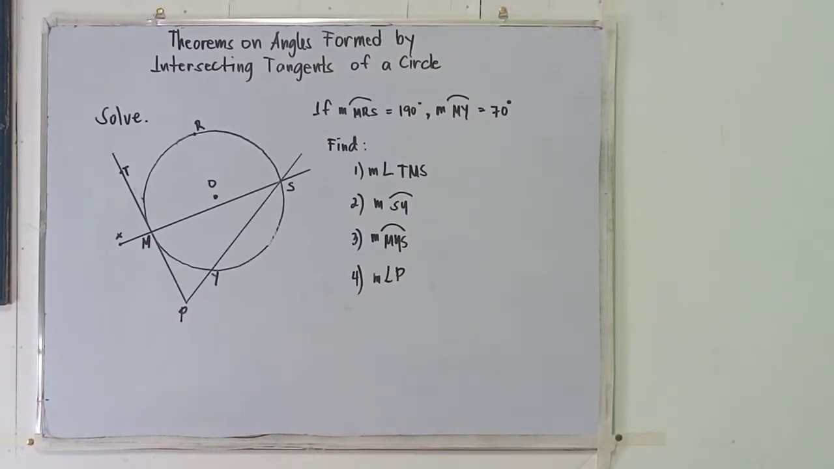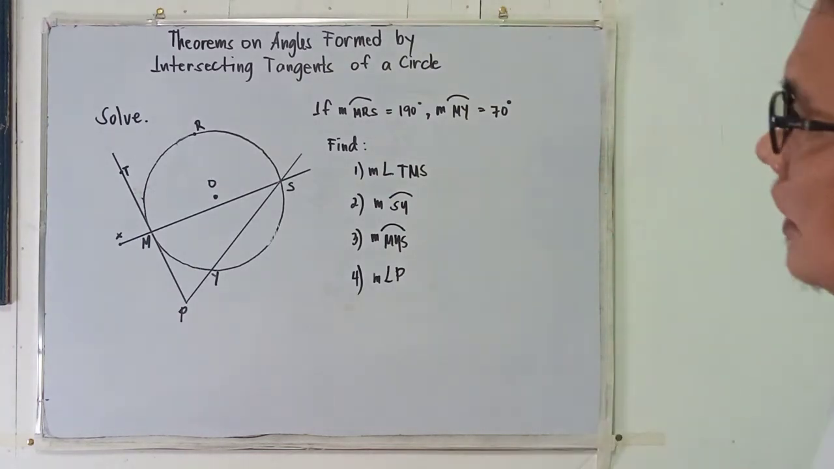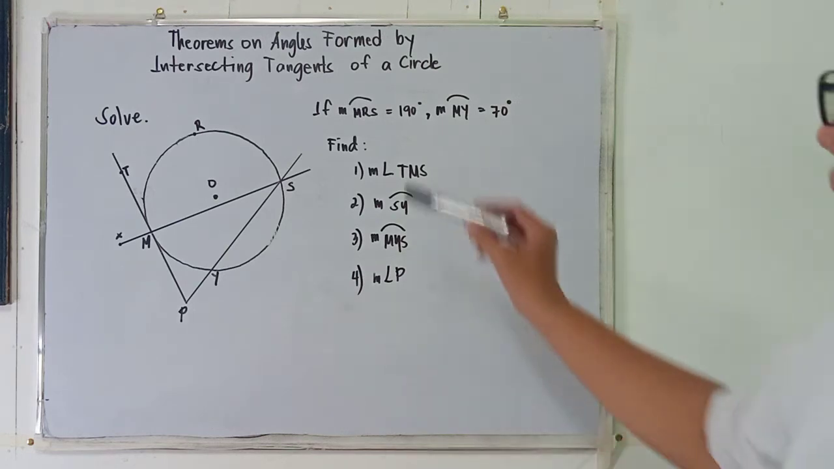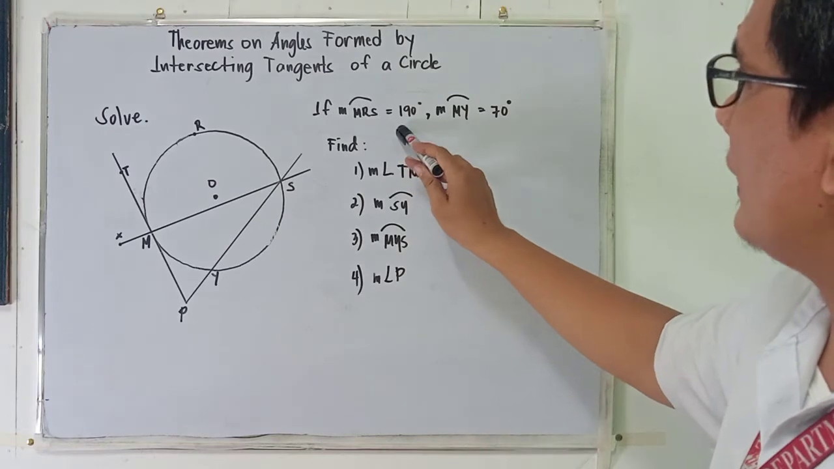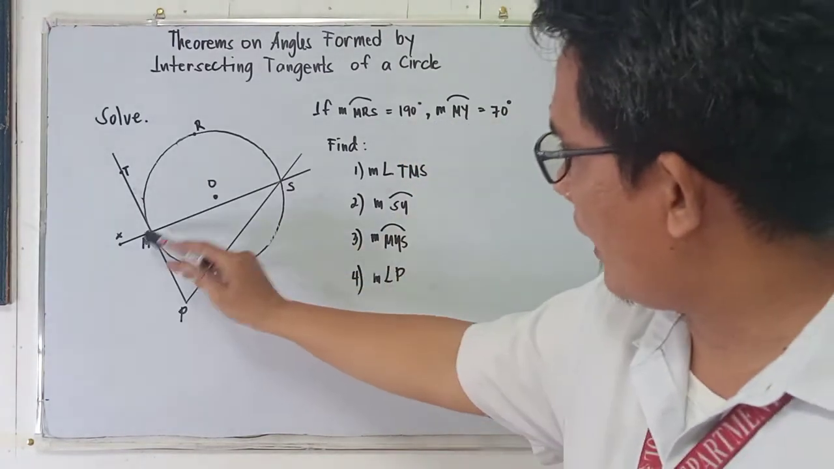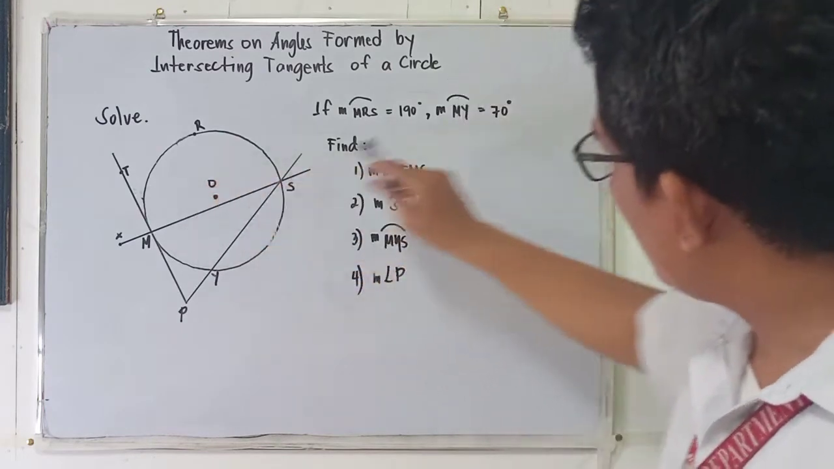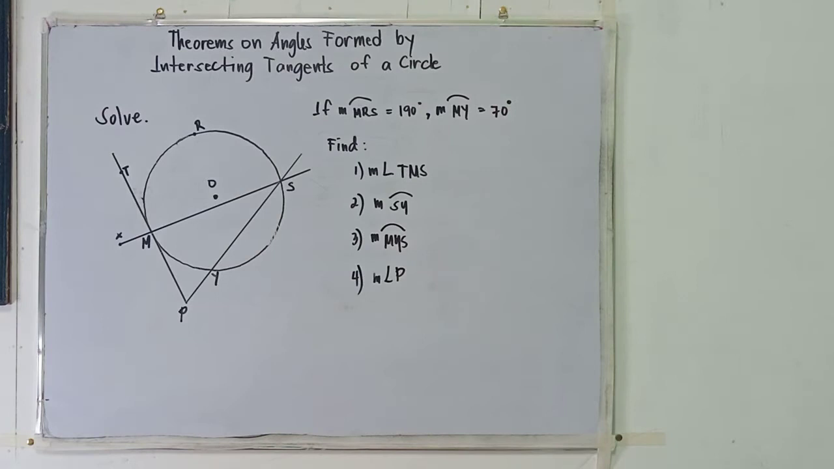Okay, I want you to solve this one for application. Look at that figure there. If arc MRS is equal to 190 degrees and the measure of arc MY is equal to 70, solve for these four. Pause the video and let us try to solve that.